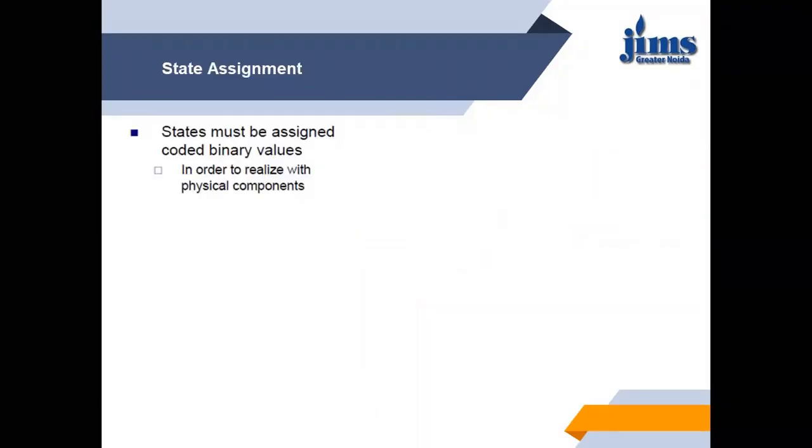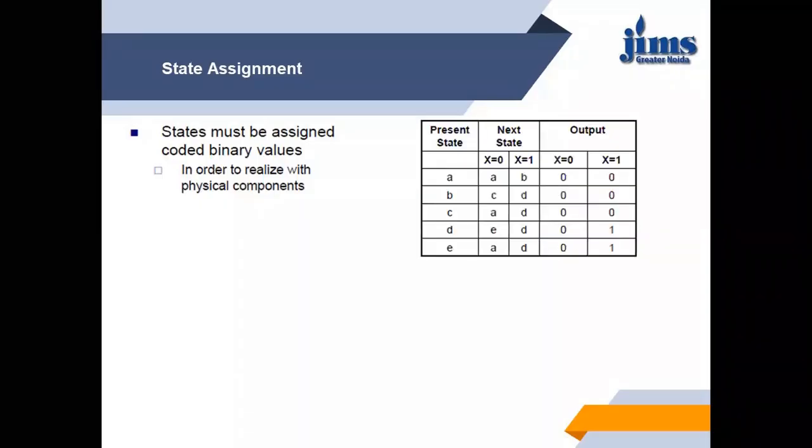So the next topic: so far we have studied how the states are reduced. We have different states which are named A, B, C, D, that is, alphabets. The state assignment says that the states must be coded in binary values, because our computer or processor understands binary values rather than alphabetical values. So in order to realize them with physical components, all the states must be assigned coded binary values, and we have different types of coded values.